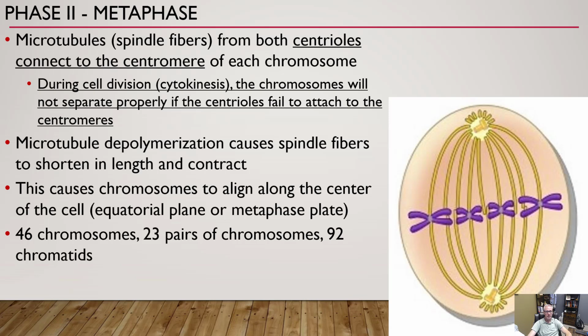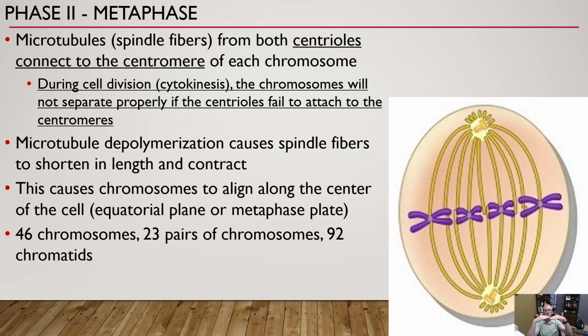Prophase, metaphase. Metaphase is the next thing. Pretty much everything is gone. We don't see any organelles. We only see our centrosomes, our centrioles that produce the spindle fibers. They're attached to the centromeres of each chromosome. The spindle fibers are attached to the centromeres.